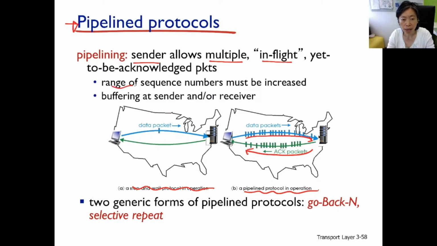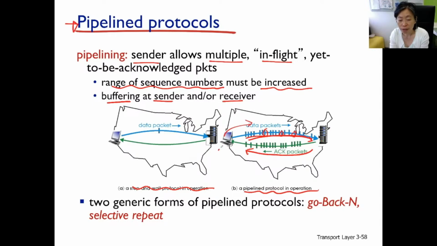Okay, so the range of sequence numbers needs to be increased. Previously in RDT 3.0, we used just one bit, right, 0, 1. But now we need to allow multiple packets going out simultaneously. And we need to make sure that we acknowledge each of these packets. So we need to tell each of these packets in flight apart. The sequence number definitely needs to be expanded. And we'll need buffering at the sender and the receiver side as well. Because, hey, what if multiple of these packets in flight are dropped? They need to be retransmitted again.